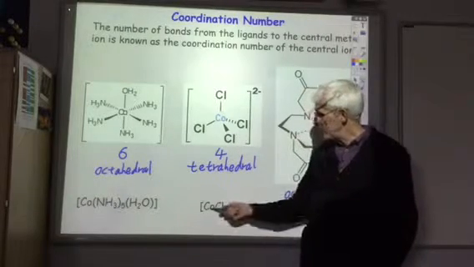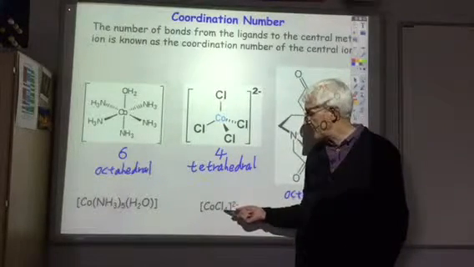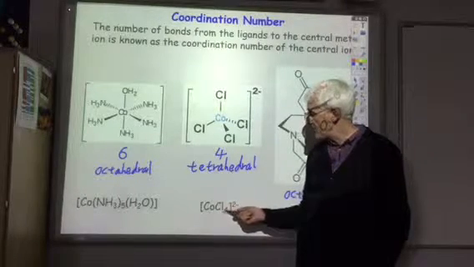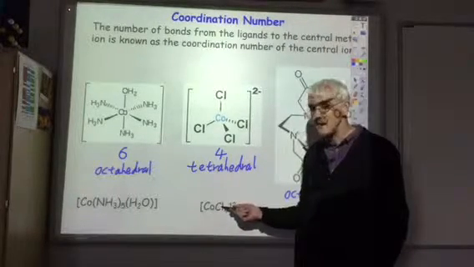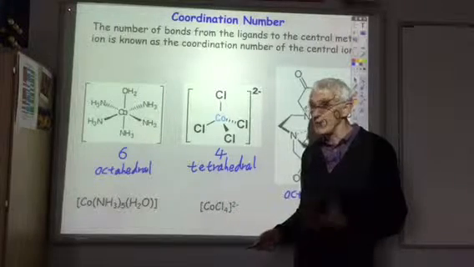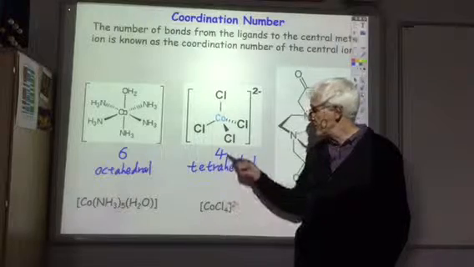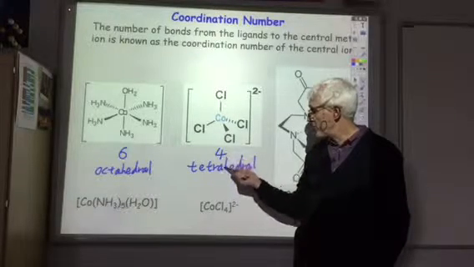For this one, here's the formula for the complex. So here's our central cobalt ion. It's bonded to 4 chloride ions. Again, we've learnt that chloride is monodentate, so that means there's 4 dative bonds. So the coordination number is 4 and the shape is tetrahedral.